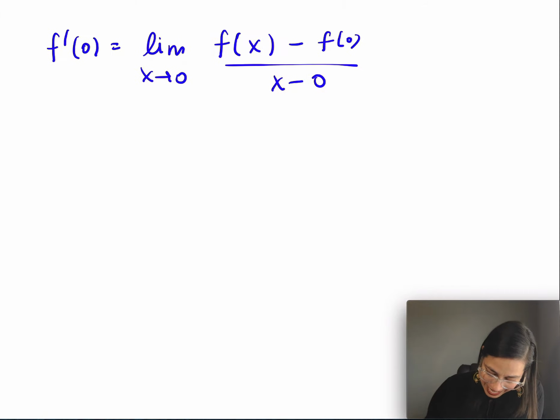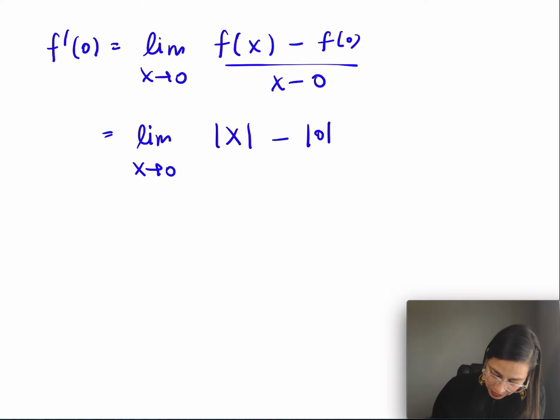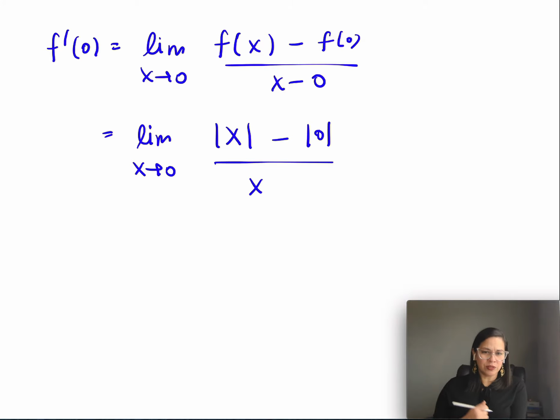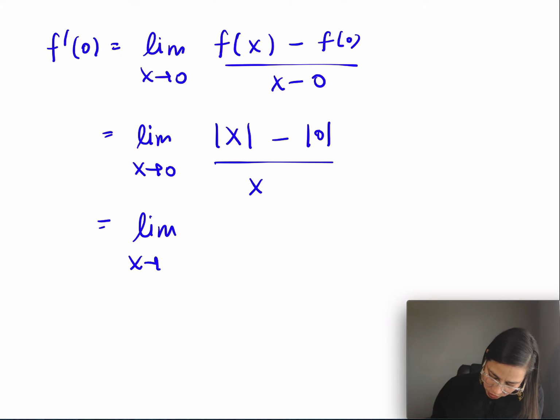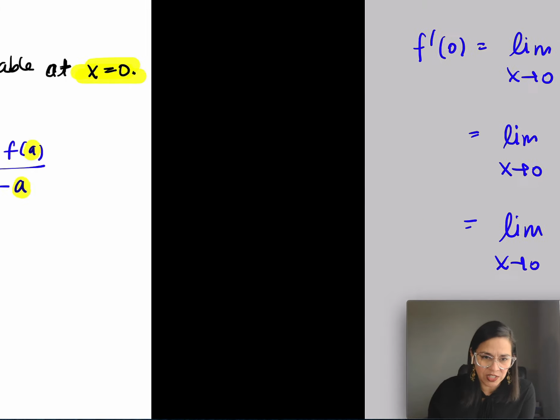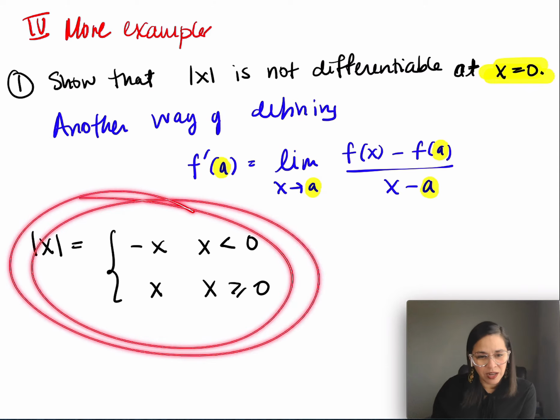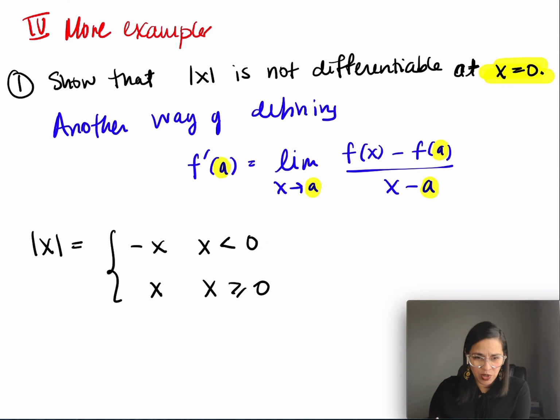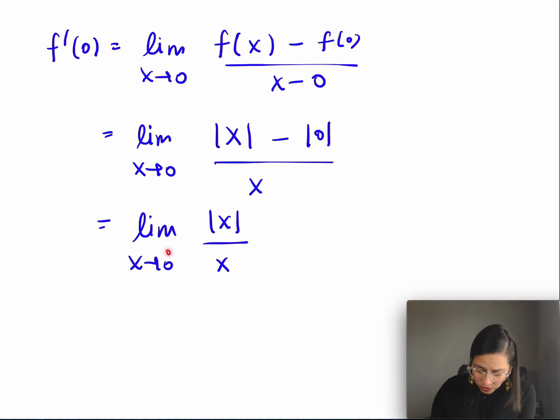Perfect. So what do I get then? Then I get that this is equal to the limit as x goes to 0 of the absolute value of x minus the absolute value of 0 over x minus 0. But I also know that the absolute value of 0 is equal to 0. So this is just the limit as x goes to 0 of the absolute value of x divided by x. And this is where the magic happens, okay? I know that the definition of the absolute value depends on whether x is less than 0 or greater than 0, okay? And I'm computing the limit as x goes to 0.